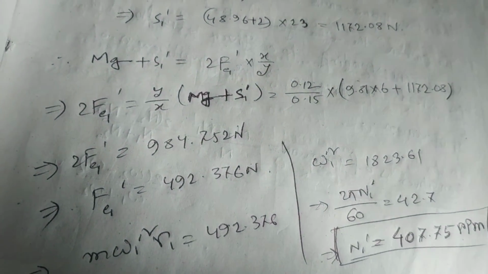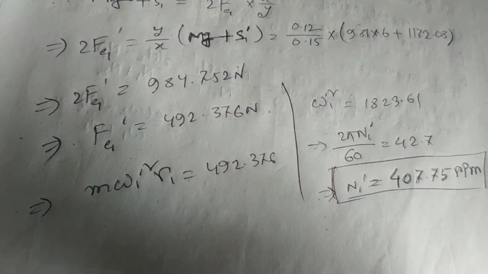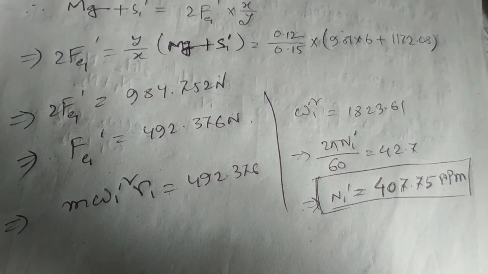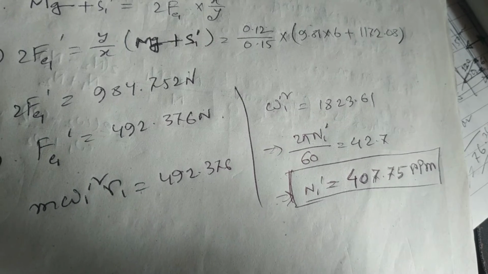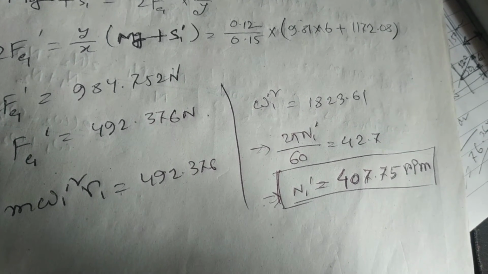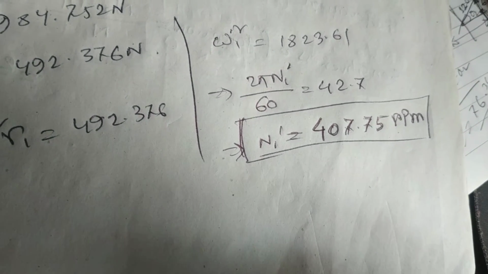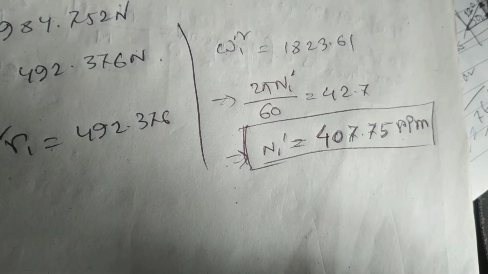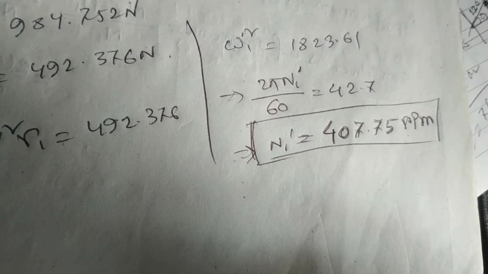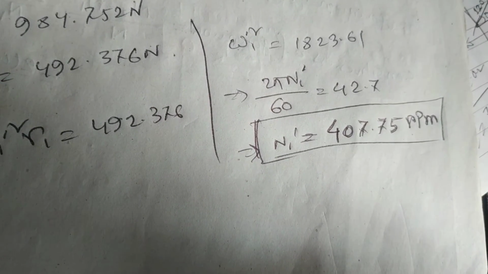I determined FC1, then I determined the omega 1 square, then N1, and you can see the results are identical. The problem that I found on the internet and this result are identical, that is 407.7.